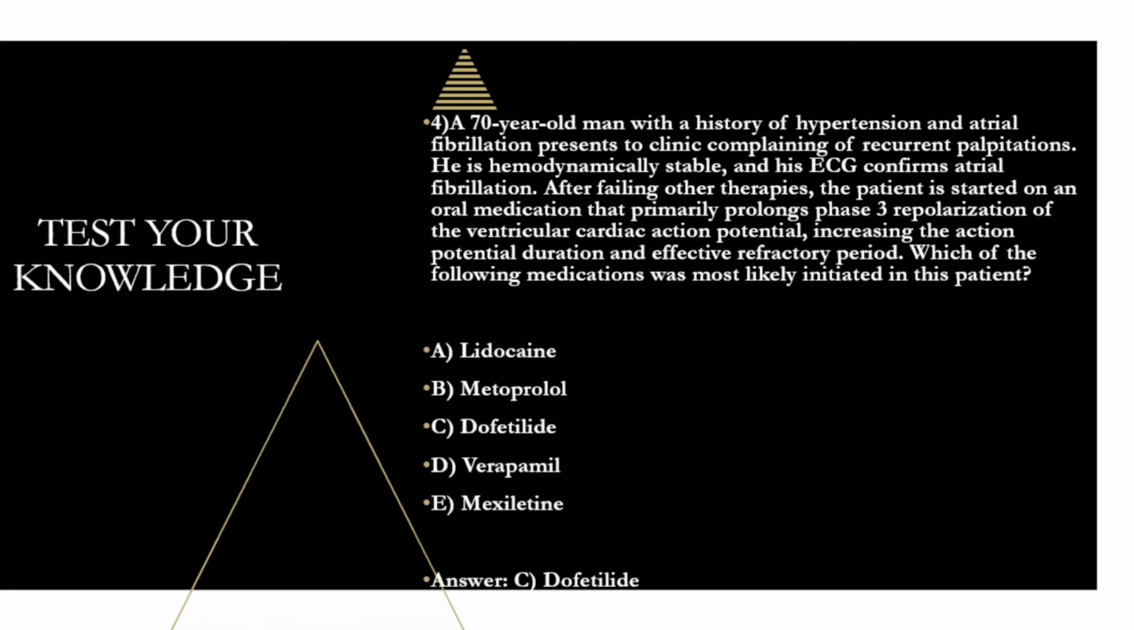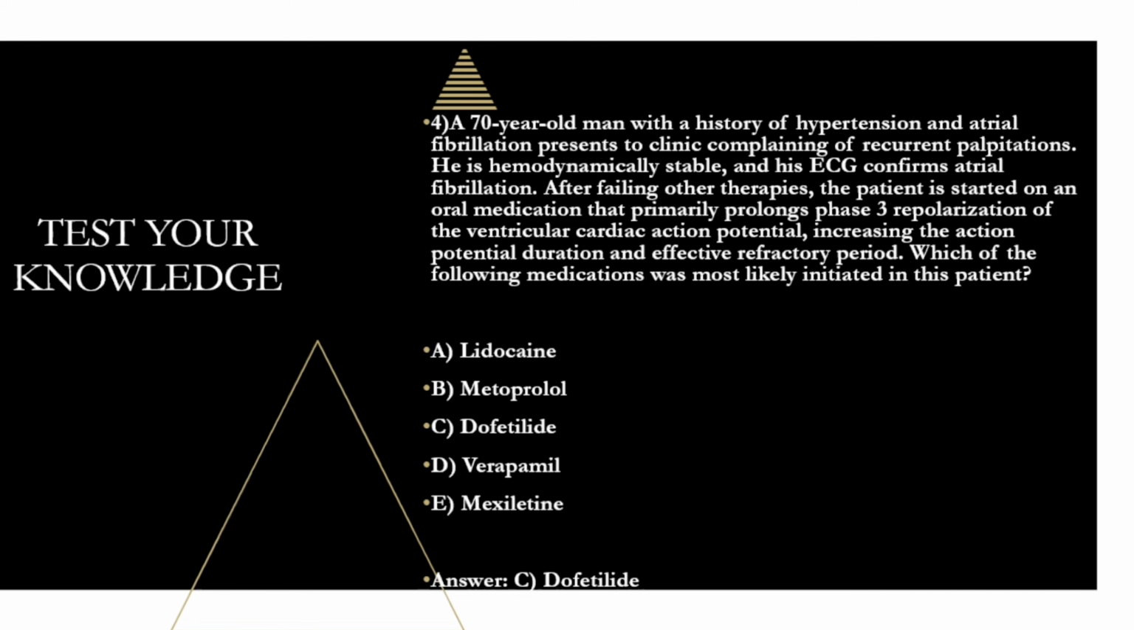So that's going to be answer C, dofetilide. This ain't an easy question, but let's break it down. First, avoid all the noise. The only part of this vignette that matters is which drug in this list prolongs phase 3 repolarization, increasing action potential duration, and effective refractory period. And by definition, that is a potassium channel blocker, which in this case, the only potassium channel blocker listed is dofetilide, the D in AIDS.